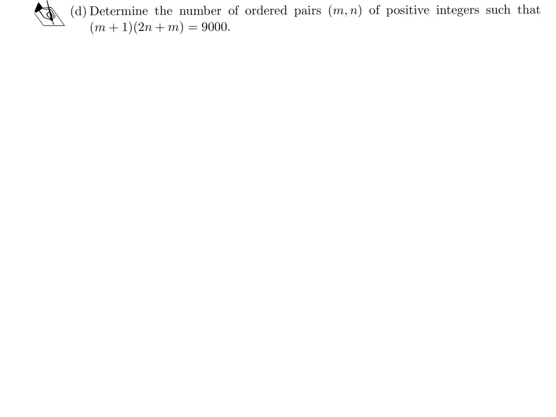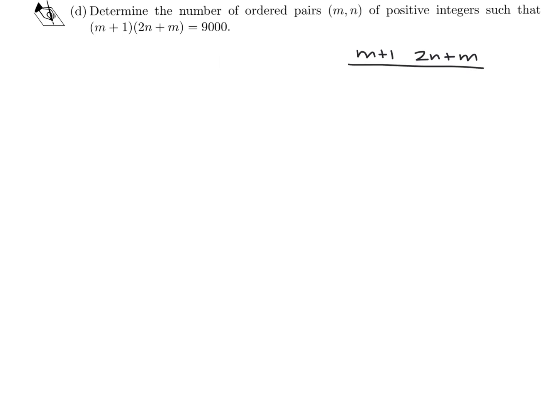Part D, determine the number of ordered pairs mn of positive integers such that m plus 1 times 2n plus m is 9,000. Okay, so very similar to before. We want to make a table, but let's see what happens. I don't think this is going to work out nicely. What I mean by that is it's going to be a tremendous amount of work.